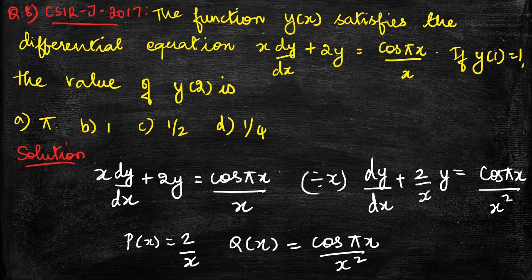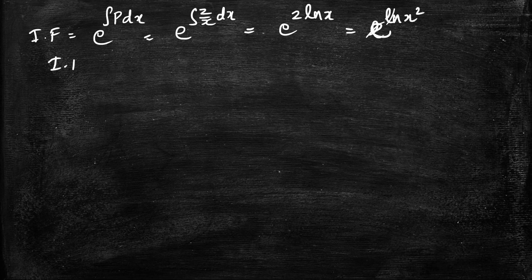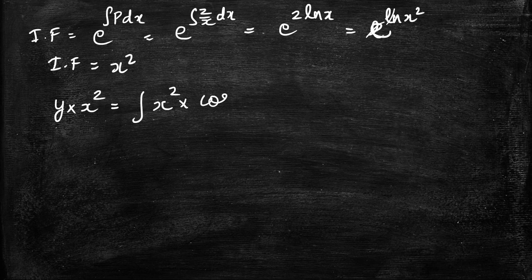P is 2 by x, e power 2 ln x, which can be written as e power ln x squared. So the integrating factor will be x squared. Now I can write the solution as y into integrating factor is equal to the integral of integrating factor into q, which is cos pi x by x squared dx plus c.